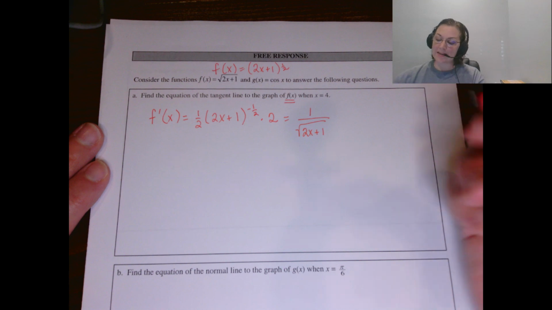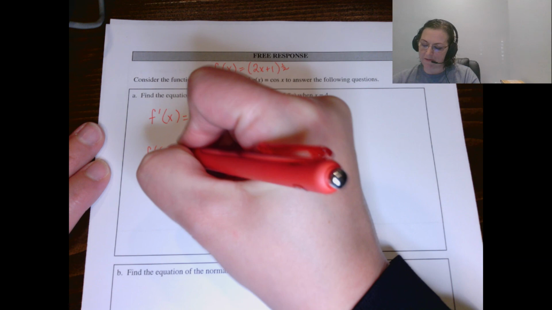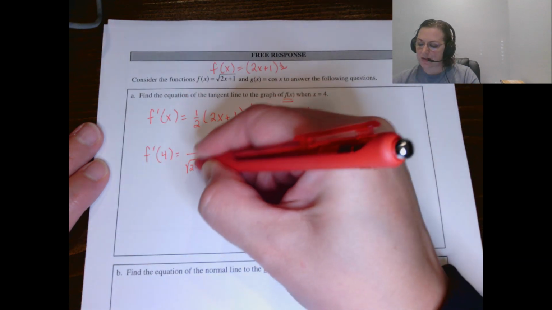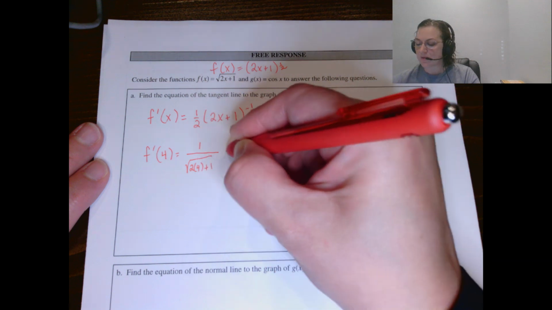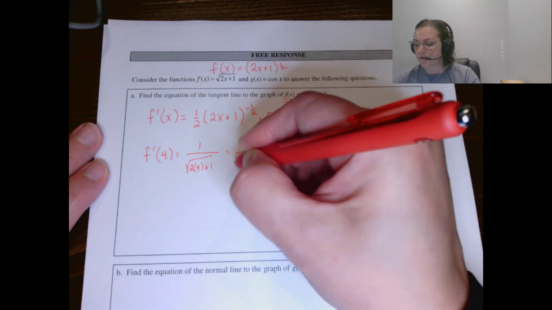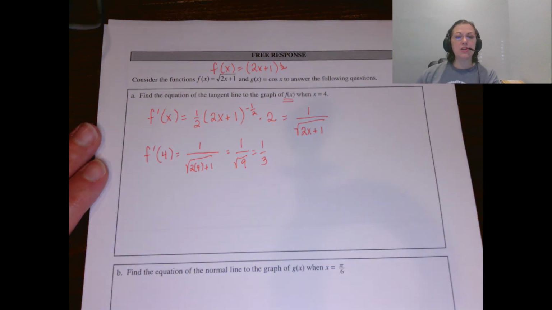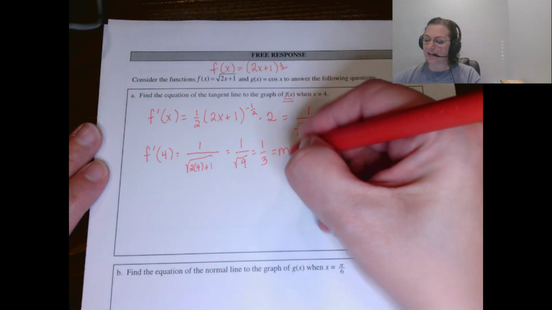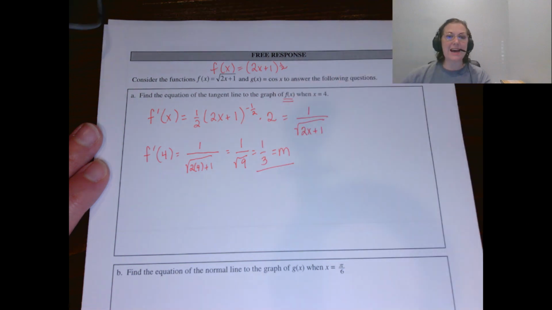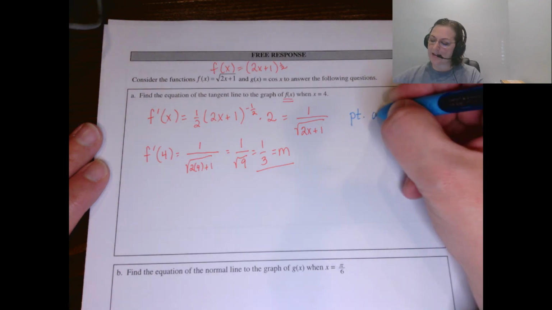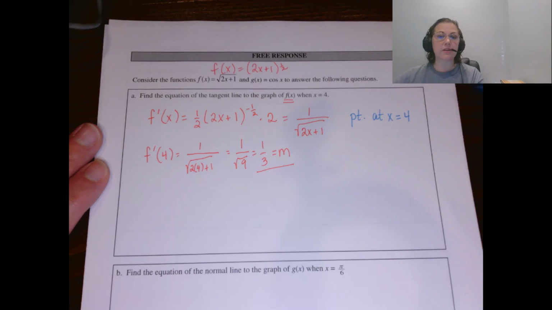Now we need the derivative at 4. So we're looking for f prime of 4. So that would be 1 over the square root of 2 times 4 plus 1, or 1 over the square root of 9, which would be 1/3. Now make a note to yourself, this is the slope of your tangent line. We need that. We also need the point. So we need the point at x equals 4.